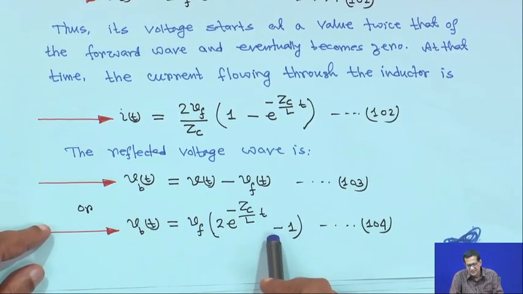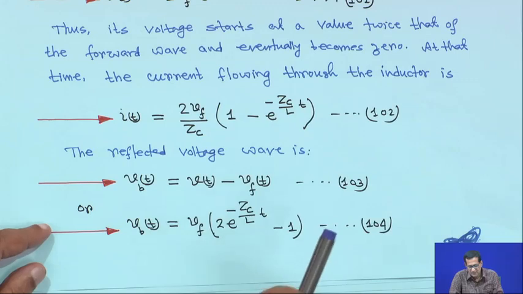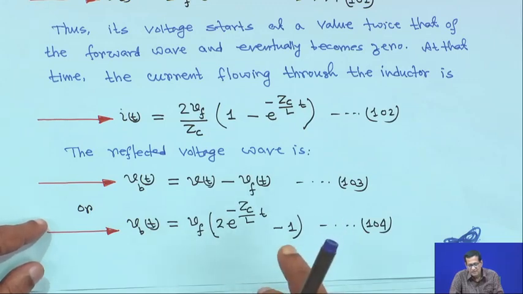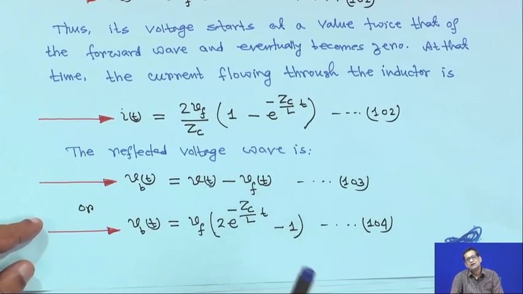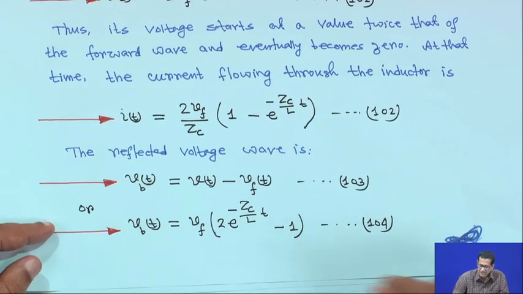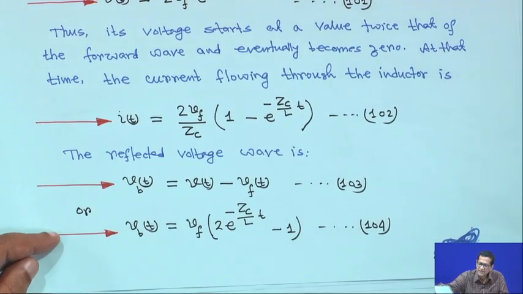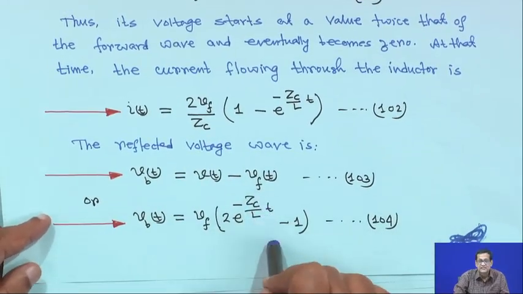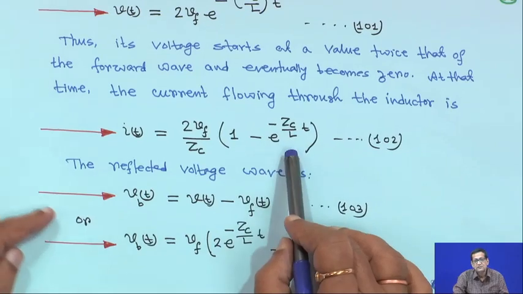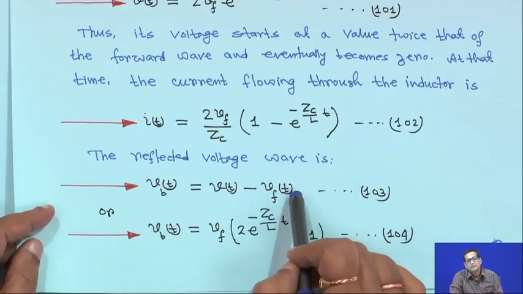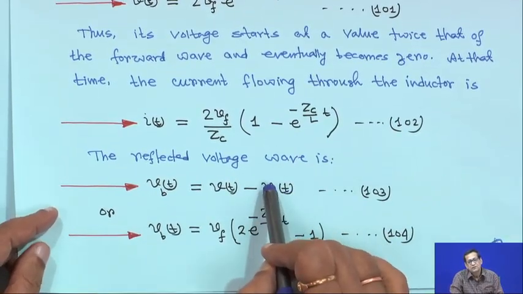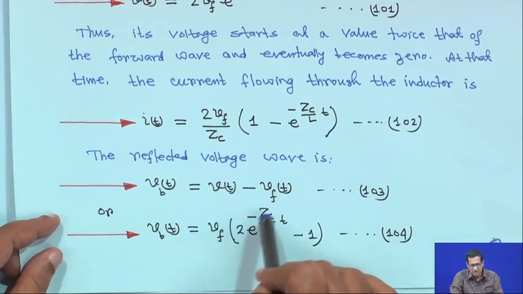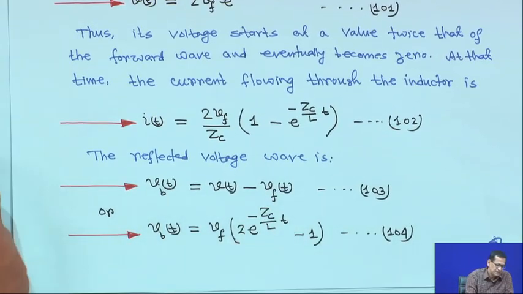This is if the line is terminated in a purely inductive circuit. But in reality it does not happen that only X is there; resistance also will be there, or in general Z, but this is a special case. For this one I request you to draw the voltage waves, forward V f, then V, and also show V b. This will be an exercise for you.